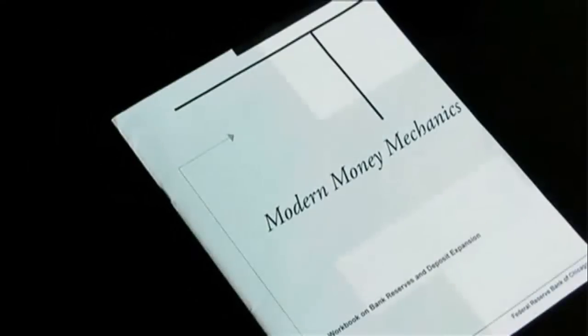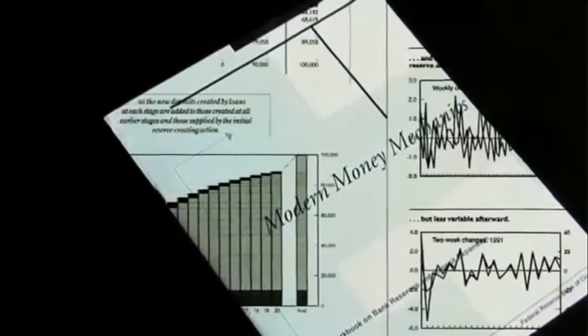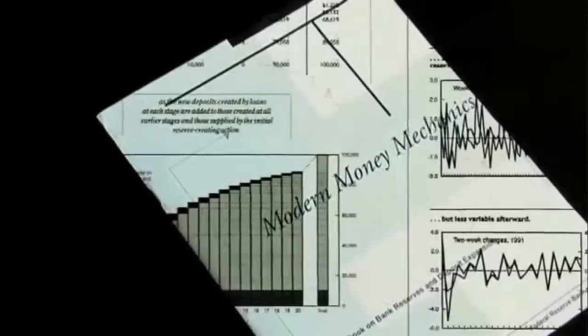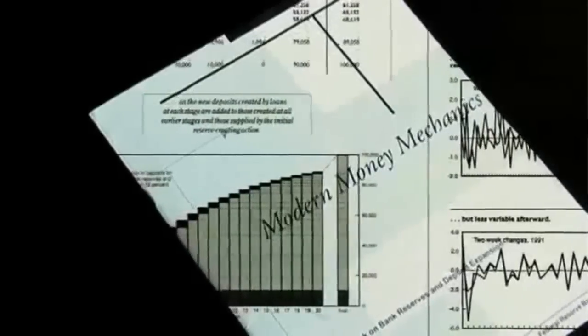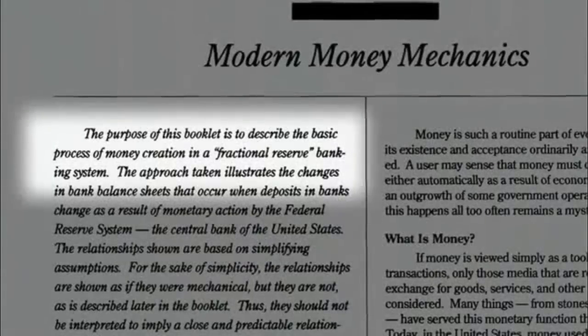A number of years ago, the Central Bank of the United States, the Federal Reserve, produced a document entitled Modern Money Mechanics. This publication detailed the institutionalized practice of money creation as utilized by the Federal Reserve and the web of global commercial banks it supports. On the opening page, the document states its objective: the purpose of this booklet is to describe the basic process of money creation in a fractional reserve banking system.